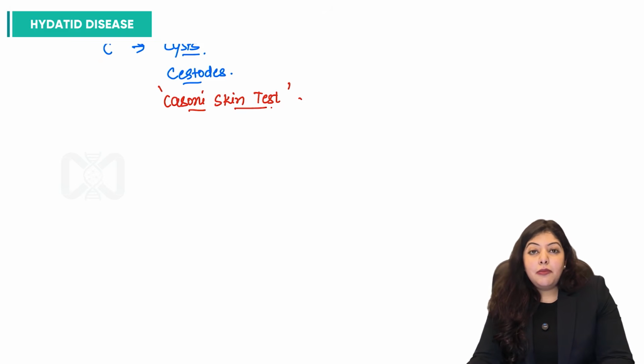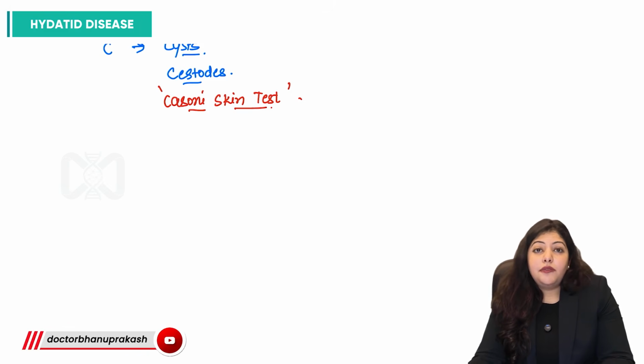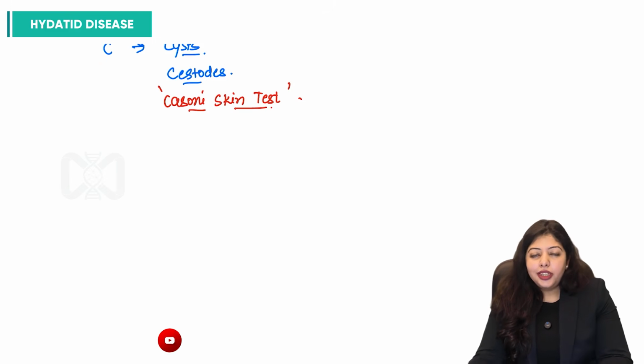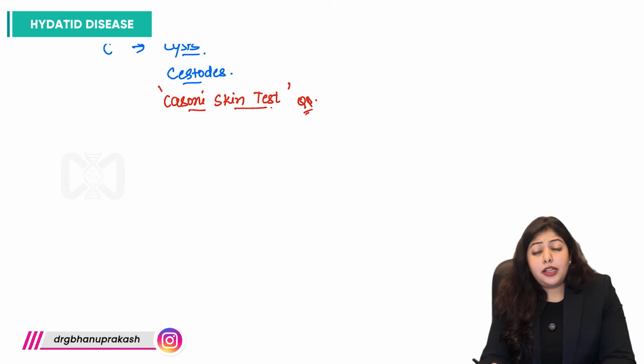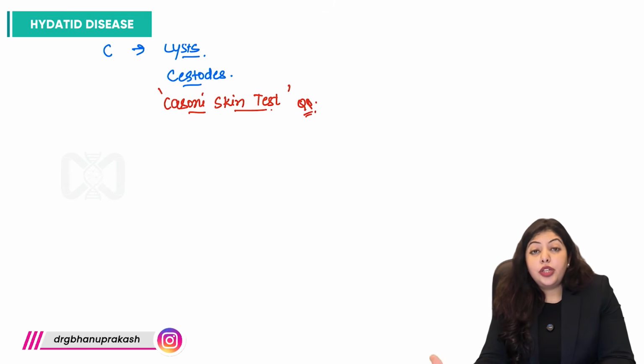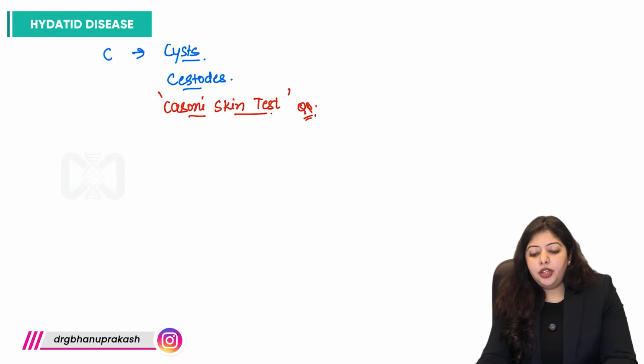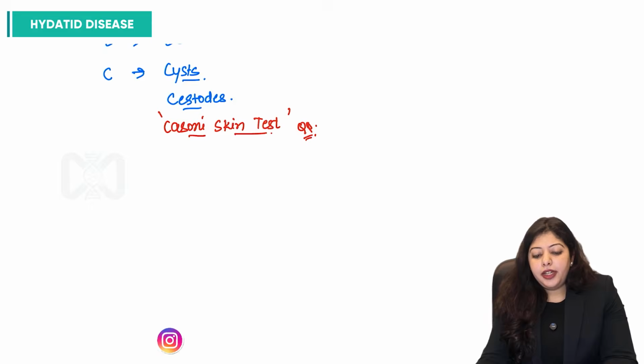If a wheal was developed, then it was considered that the patient is hypersensitive to this particular antigen, and might have had some sort of exposure, right? So this test is not done nowadays because of certain cross reactions. But it is very frequently asked in your exams. Casoni skin test is done, it has been asked multiple times, for which parasite. So you must remember it from this mnemonic, right?